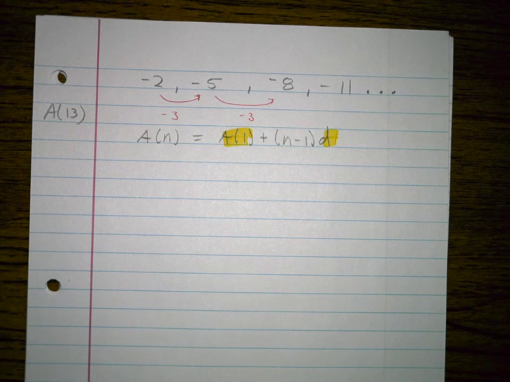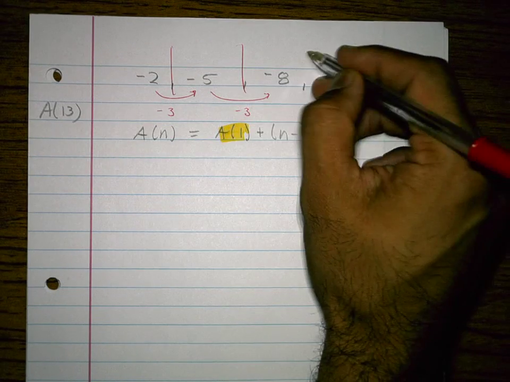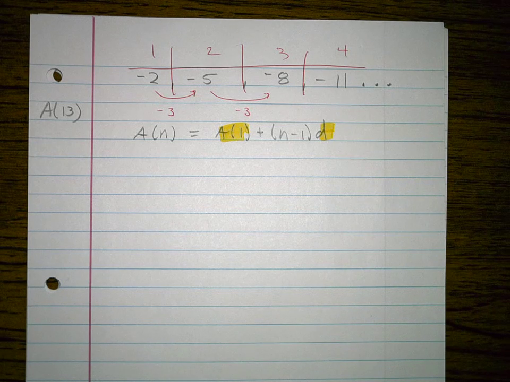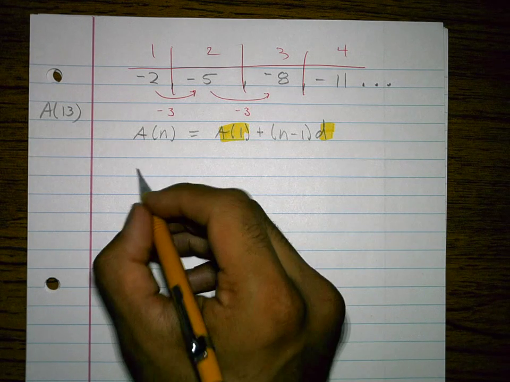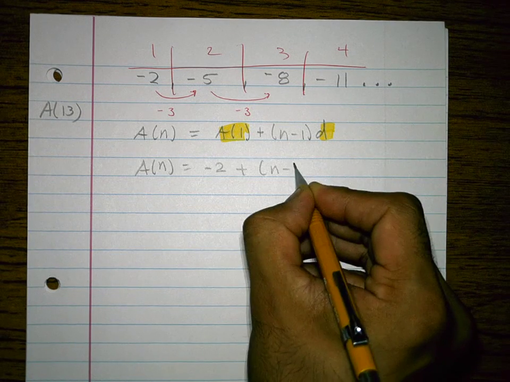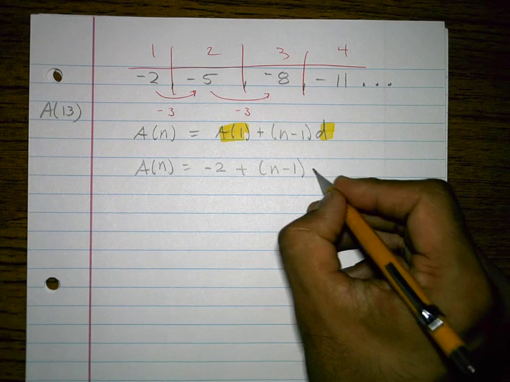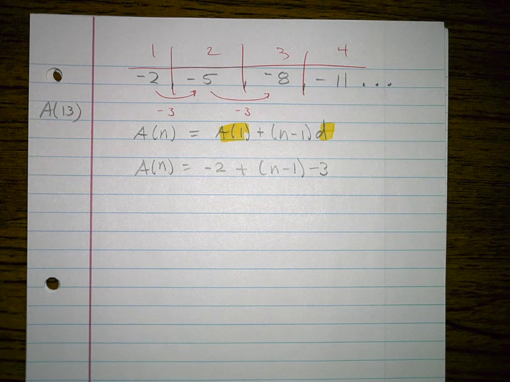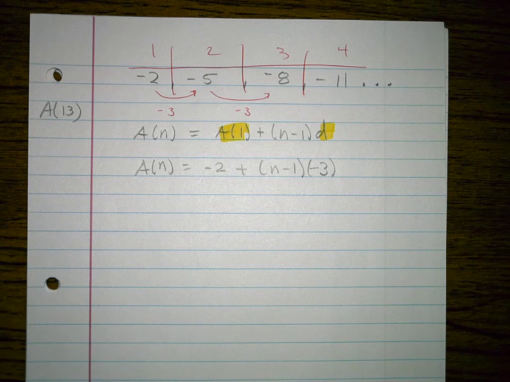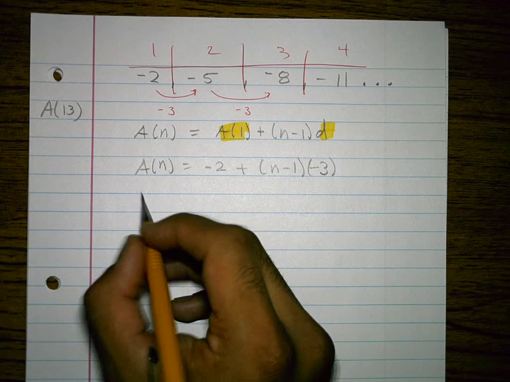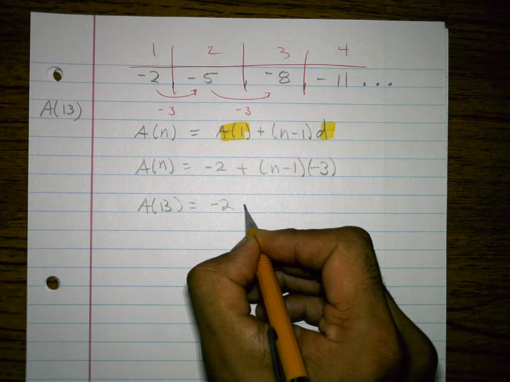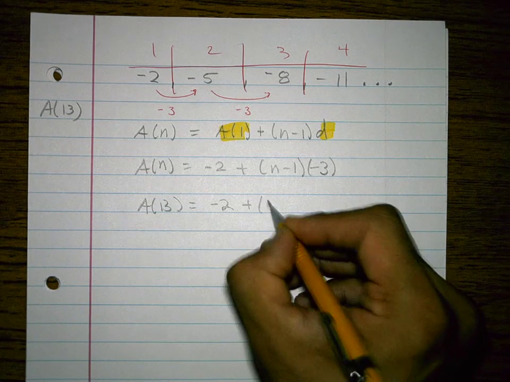Okay. So if I look at this, kind of create my chart again, right? First term, second term, third term, fourth term. So my first term is negative 2 plus n minus 1, and d in this case is right there. It's my negative 3. Now you got to be careful here because that says subtract a 3, so I need to put parentheses around that to show that it's actually multiplication. So let's go ahead and find the 13th term. So I'm going to say a of 13 equals negative 2 plus, and I plugged in a 13 for the n.